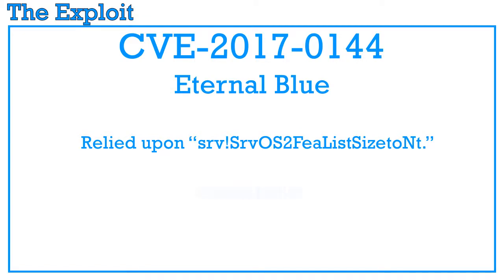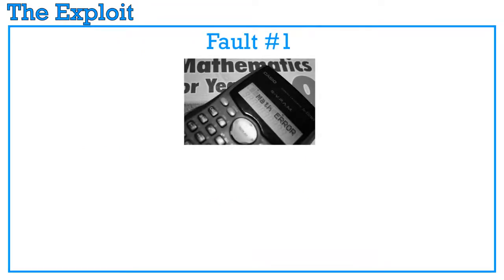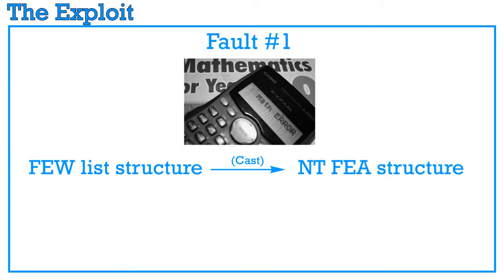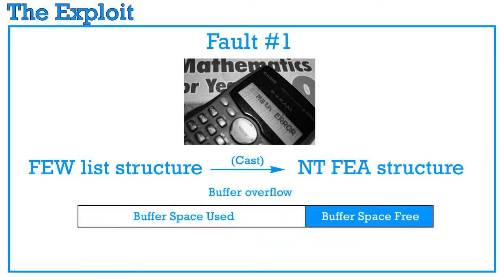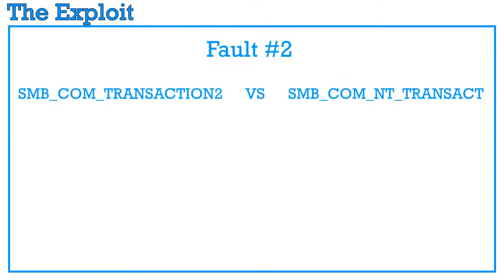The exploit works primarily on three different faults within the SMB program. The first fault is a mathematical error that occurs when a cast is made between an FEA list structure to an NT FEA structure in terms of how much memory to allocate. The error in memory allocation is what allows for a buffer overflow. The second bug relies on the difference between these two requests.